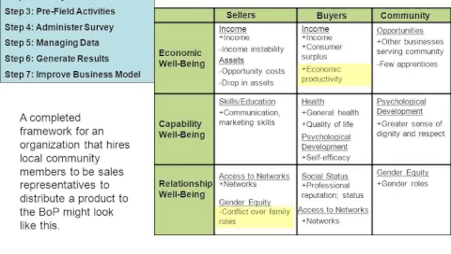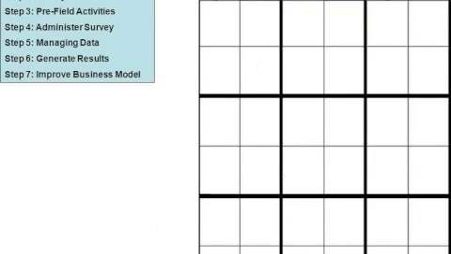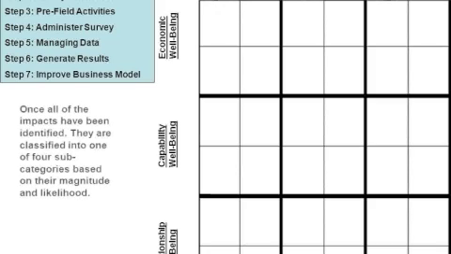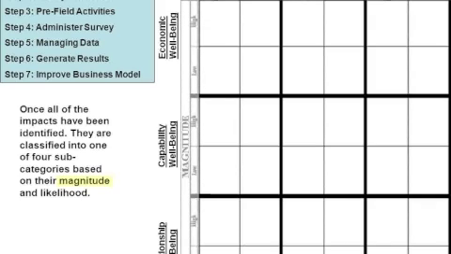Suppose that two of the potential impacts that the organization found most notable were increases in economic productivity in local buyers and increases in conflicts over family roles among local sellers. It is necessary to classify all of the impacts based on magnitude and likelihood in order to gauge how important each impact is with respect to others. The impacts are classified into 4 subcategories based on magnitude and likelihood.